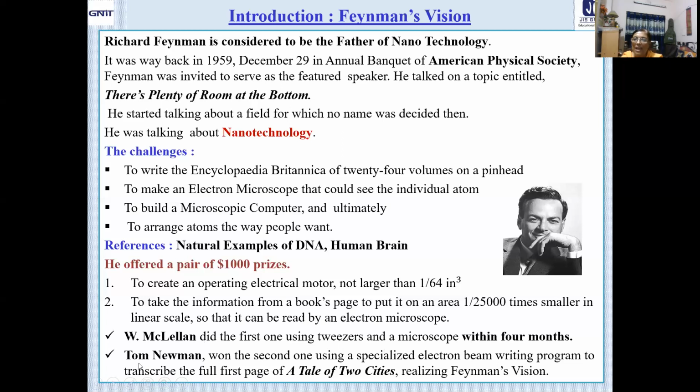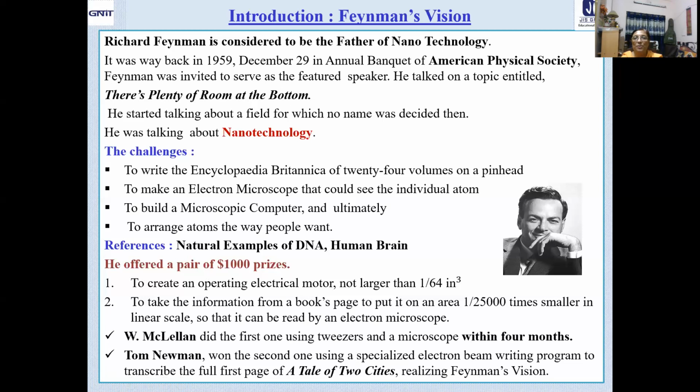Then the second prize was won by Tom Neumann, a graduate student of Stanford University, who used a specialized electron beam writing program to transcribe the full first page of A Tale of Two Cities, the very famous novel by Charles Dickens. That means Feynman's vision was realized. Rather, Feynman's vision started realizing. It is the beginning of the beginning. That's why Feynman is considered to be the father of nanotechnology.